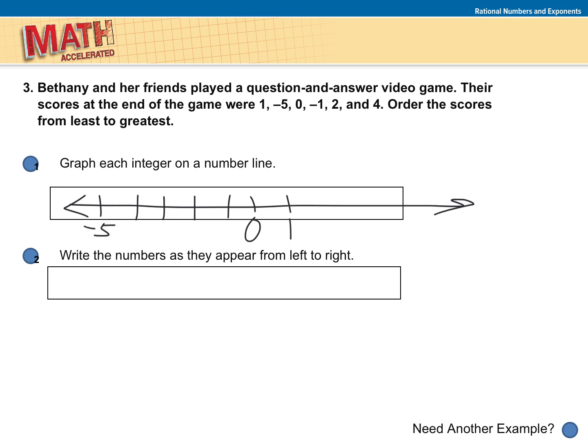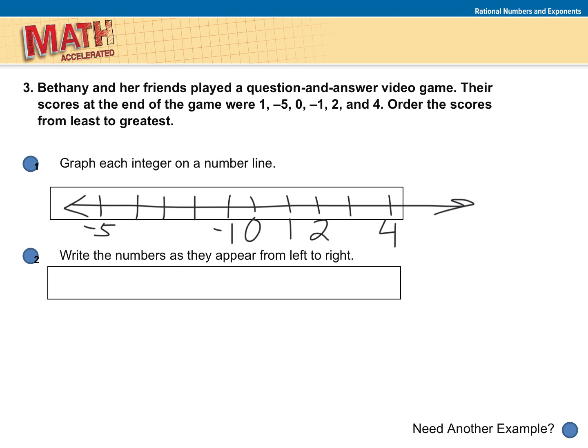What about negative 1? Where does negative 1 go? Directly to the left of 0. Good. One spot over. What about 2? Next to 1. And then 4? Keep counting over, right? Okay, I don't expect you to draw the number line every time. If it helps you, please do it, okay?